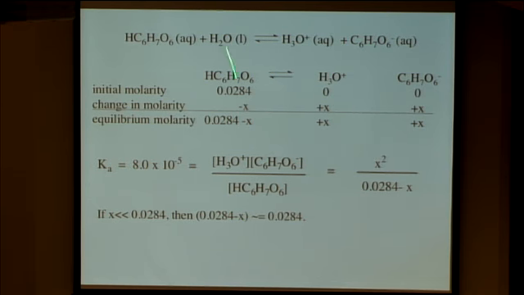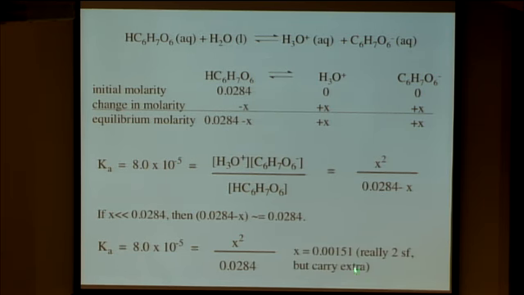You can make the assumption that x is really small compared to this 0.0284, and you can just drop the x out of the term here, and then check later and see if that worked or not. That makes the math easier, and so now we can just solve for x, and x comes out to be 0.00151. They're really two significant figures, but we're going to carry an extra one for the moment.